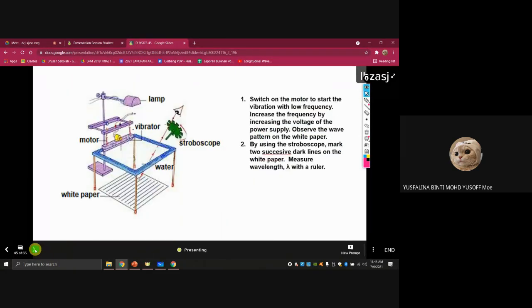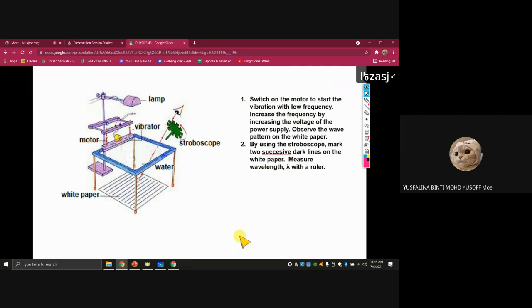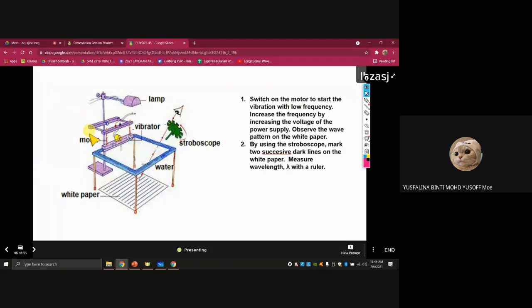So the next one. Let's say you have the ripple tank. You switch on the motor to start the vibration with low frequency, and then you increase the frequency by increasing the voltage of the power supply. You need a power supply to use the ripple tank. If you have a chance to go back to school, we can do this experiment. Then you observe the wave pattern on the white paper placed below it.